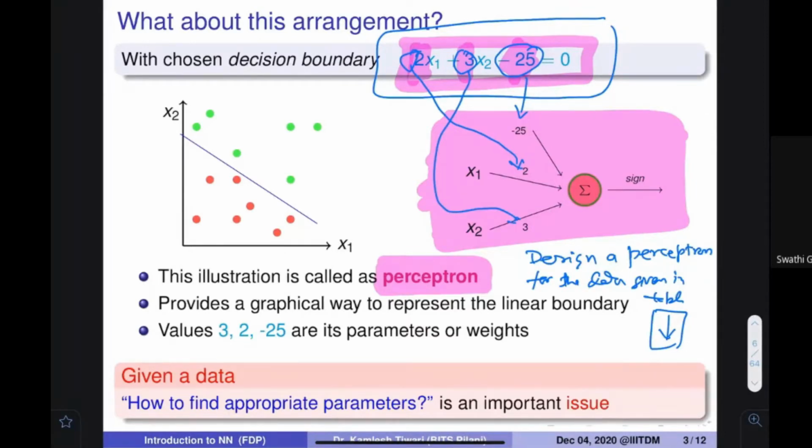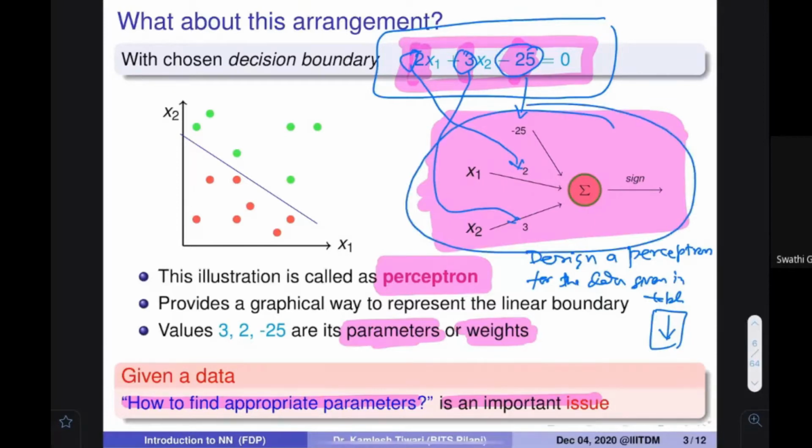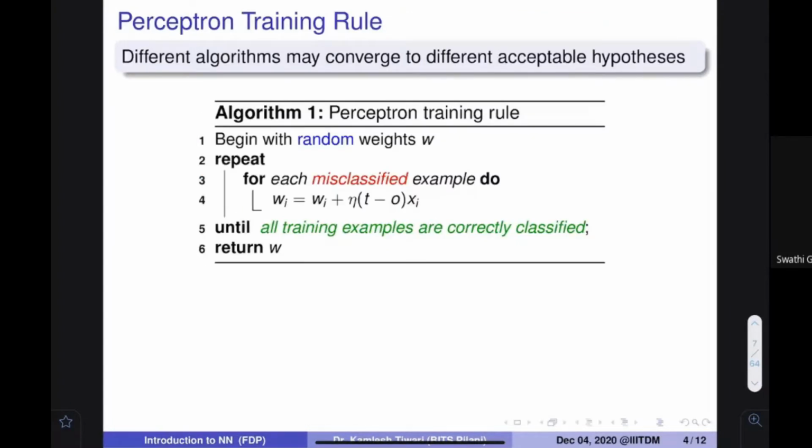And these values are called parameters or weights. How to find these appropriate parameters is an important issue. We are going to see how to find this. Till now, everybody with me? Given data, I want to find a perceptron, which means I want to find a linear decision boundary, and I would be representing it in this way so that everybody gets confused and thinks I'm very intelligent. Okay, makes sense. Ultimately, I am going to find this linear equation, but I would be representing it in this way. It's a very simplified concept. Make sense?